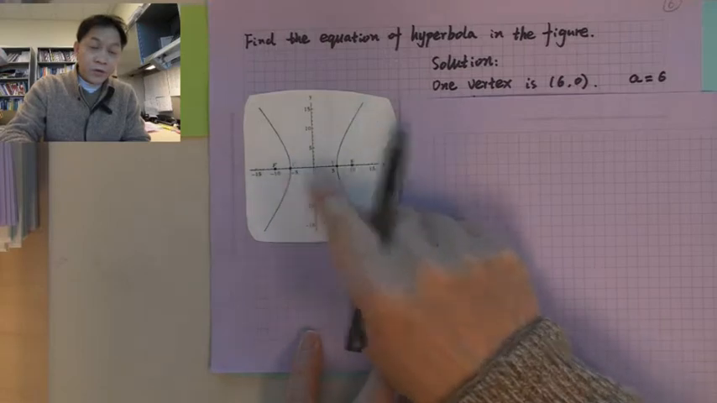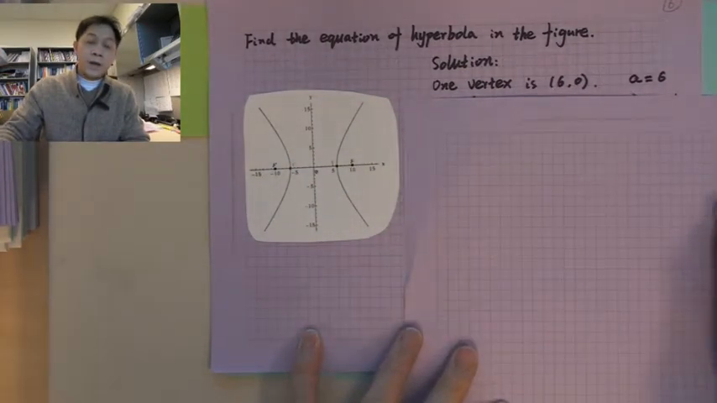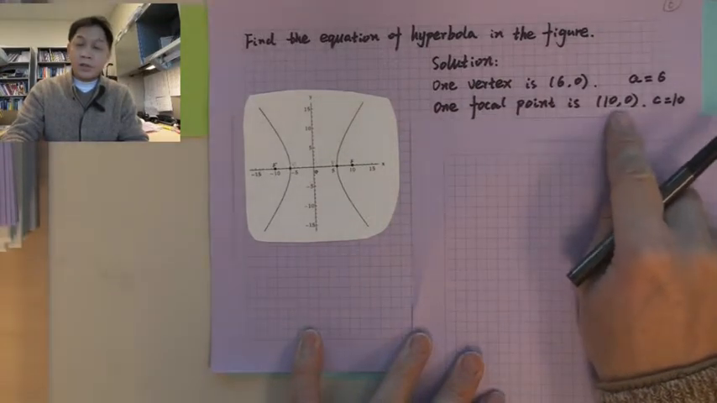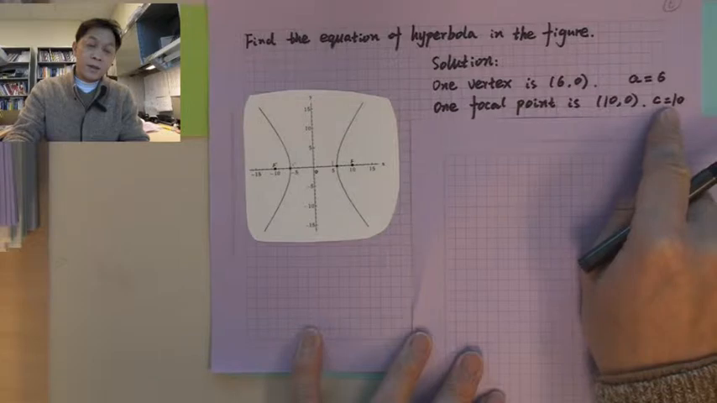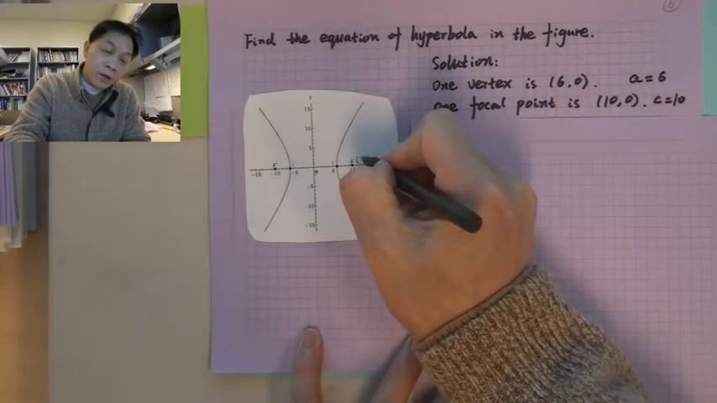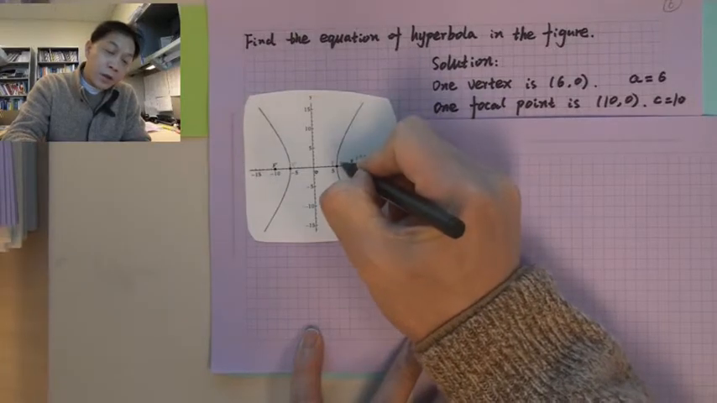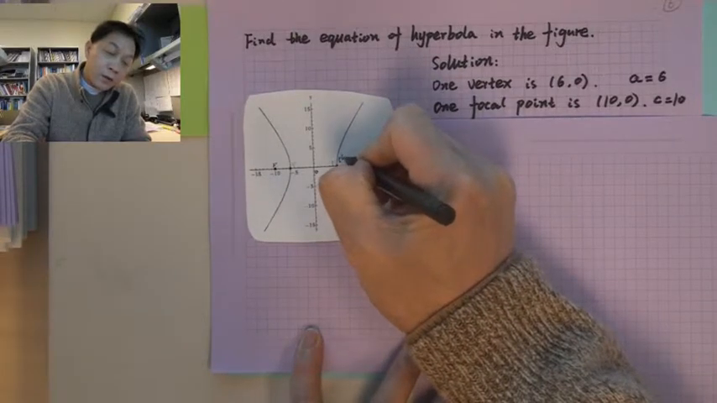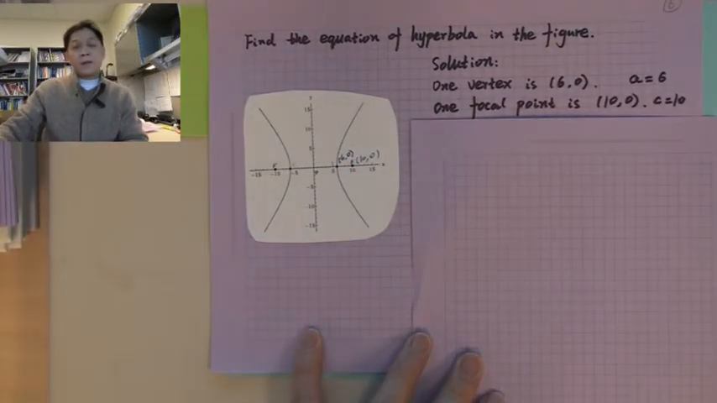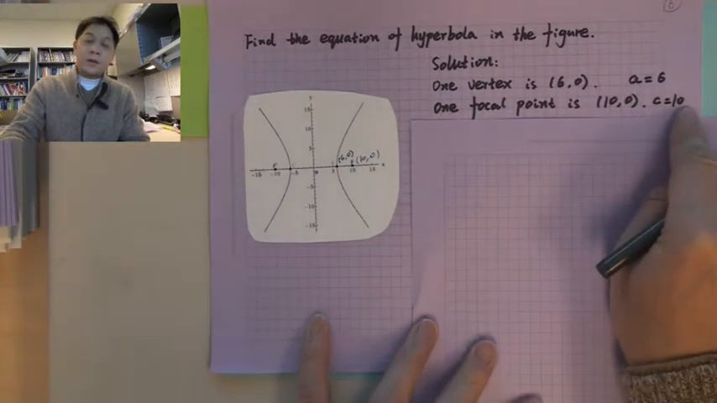And the focal point here is at 10. Then we have (C, 0), or (10, 0). So C is 10. If you want, you may write (10, 0) here, and here you may write (6, 0). So then you have A is 6, C is 10.